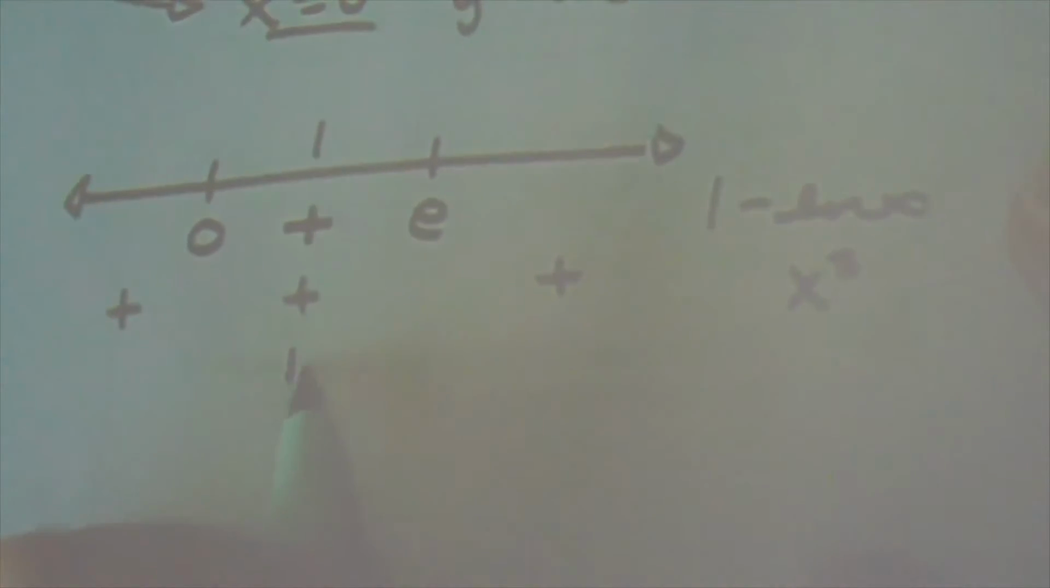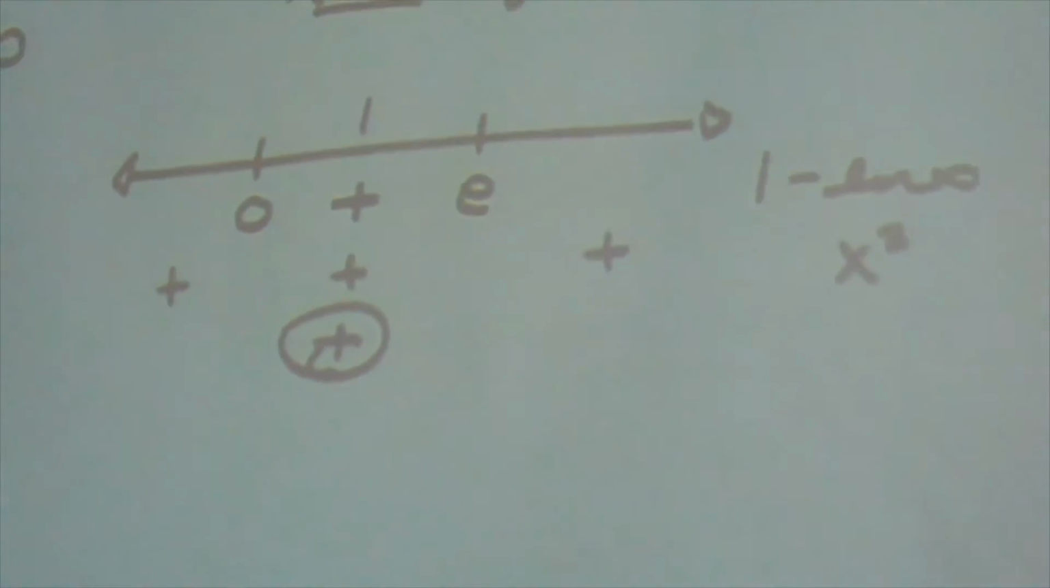One factor, and then x squared is the other. Well, isn't x squared always positive? So we can just put plus, plus, plus across there. How about give me a number between 0 and e? 1. Okay. Natural log of 1 is 0. 1 minus 0 is positive, so that's positive.